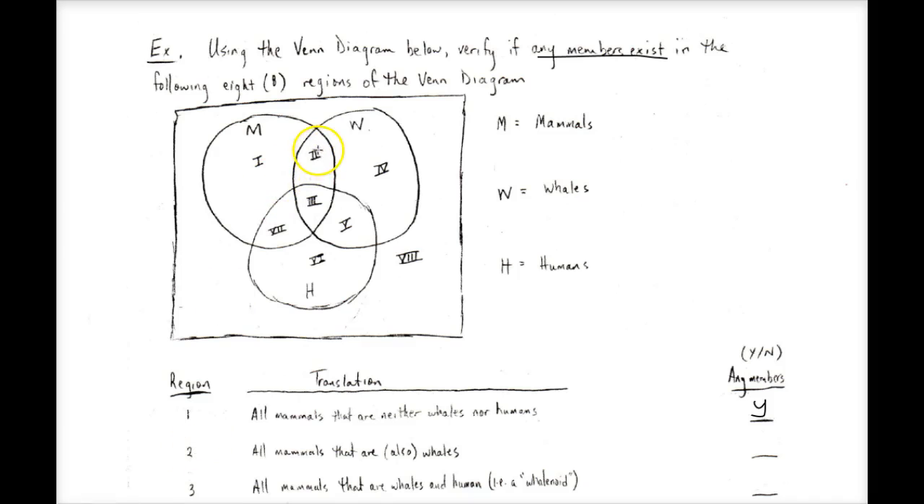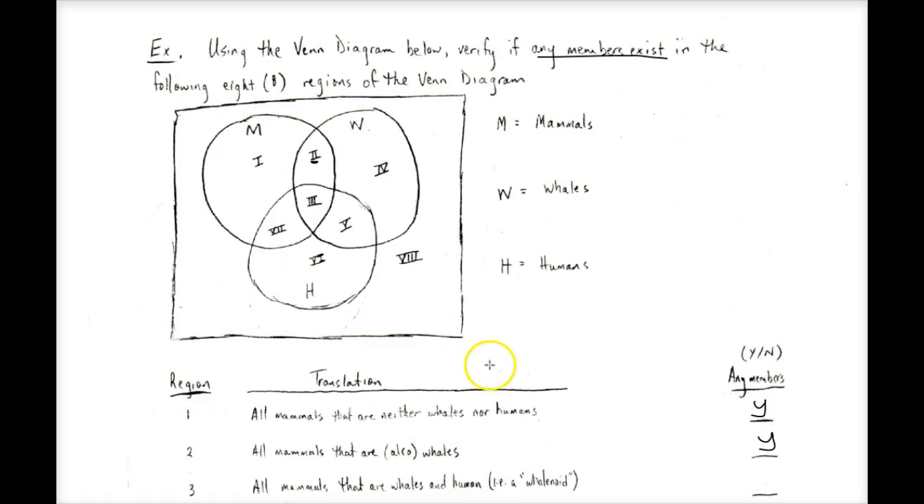Region 2, which is right here, we understand that to be all mammals that are also whales. If you know anything about whales, you know that whales are considered mammals. So in that sense, we can say yes, region 2 would actually have members. For region 3, we say that would be all mammals that are whales and human.